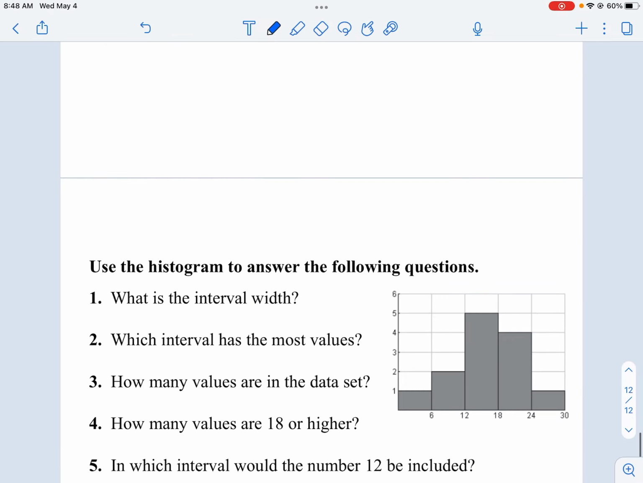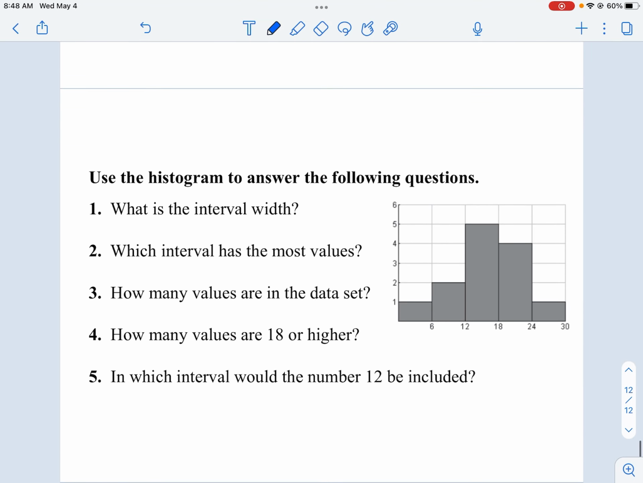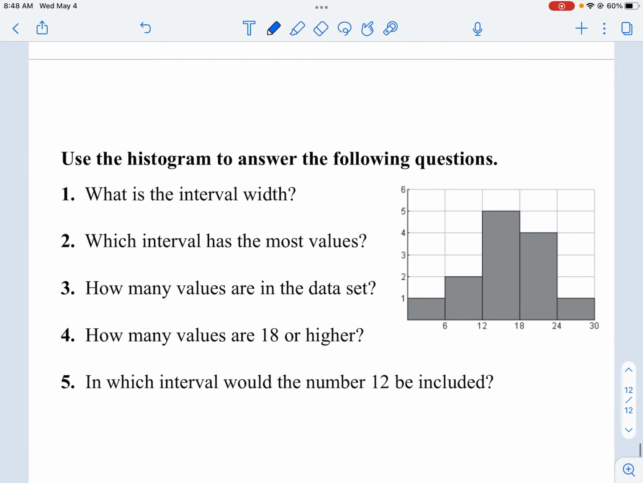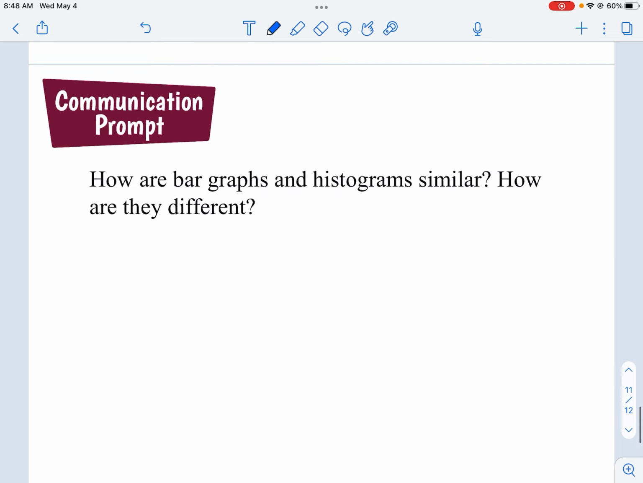Okay. So you are doing these next 2 slides on your own. And then when I get back the next class, I will check to see if you have the right answers and we'll go over them. Okay?